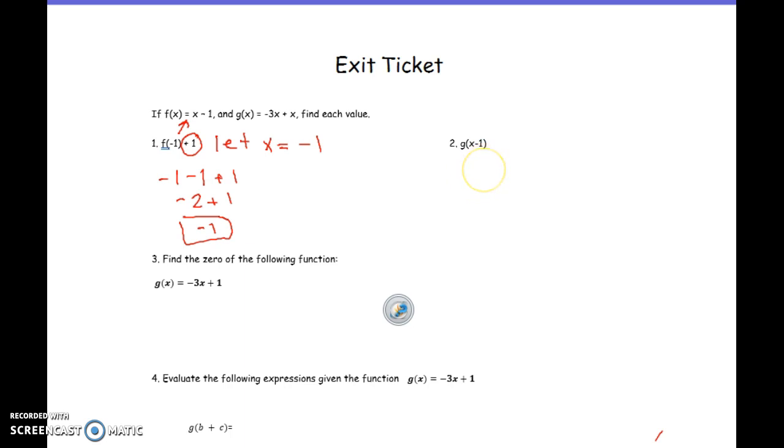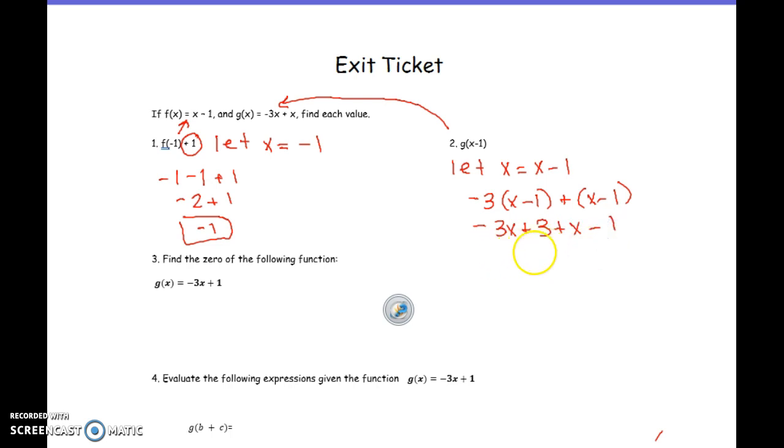Our second example, g of x minus 1, we're going to use the g function here. In every place we see an x, we're going to let x be equal to x minus 1. So negative 3 times x minus 1 plus x minus 1. And then I'm going to distribute and simplify. This would be negative 2x plus 2.